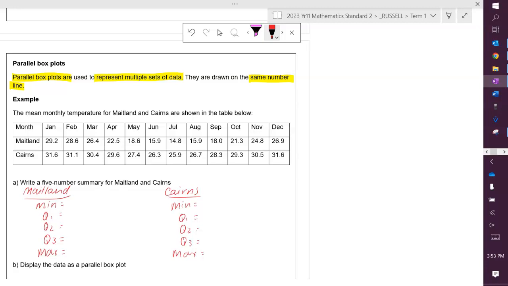So for Maitland, my lowest score is July, June, April, August, September, May, October is 6, April is 7, November is 8, March 9, December 10, 11 and 12. And then we're going to do the same for Cairns. So 1, 2, 3, 4, 5, 6.